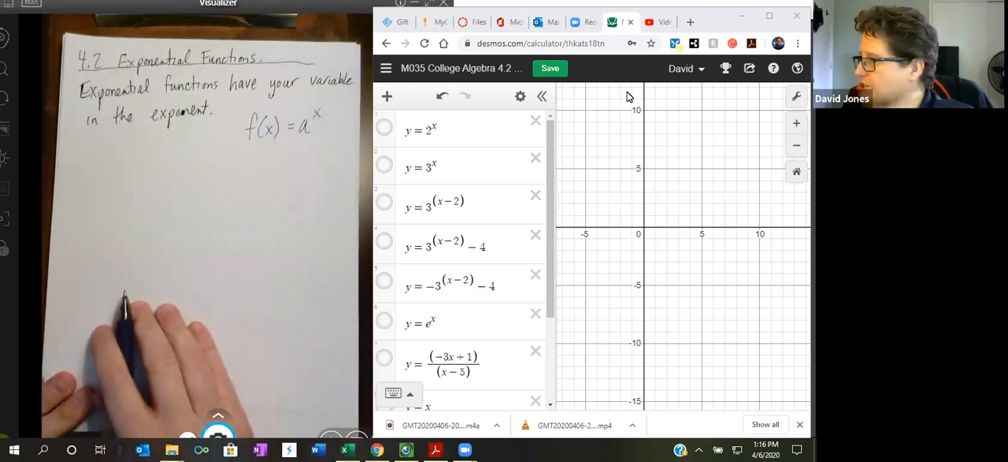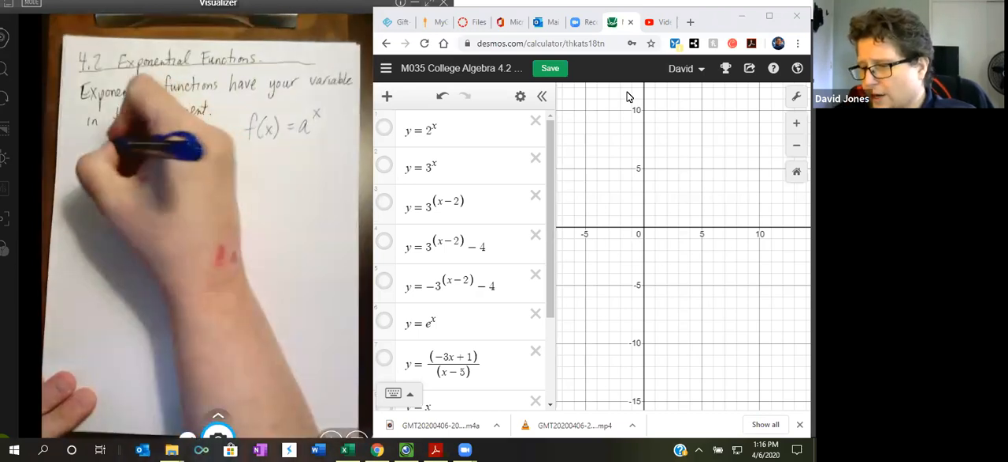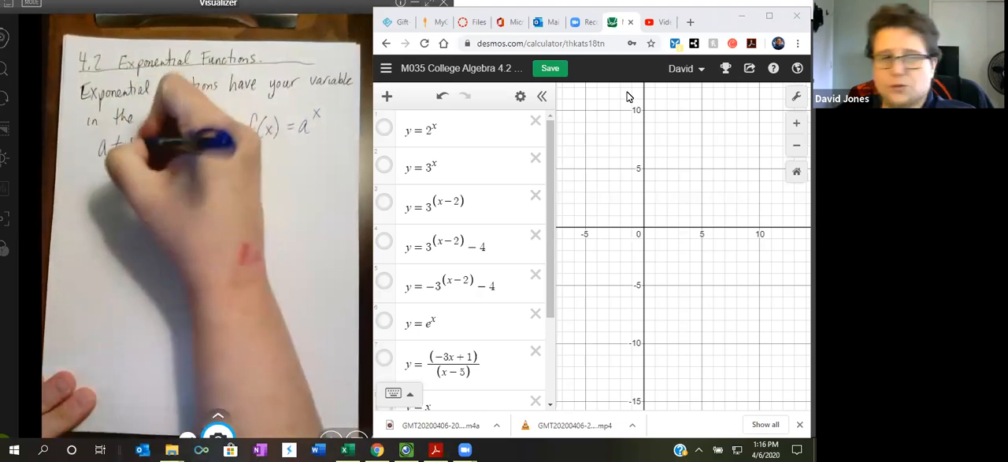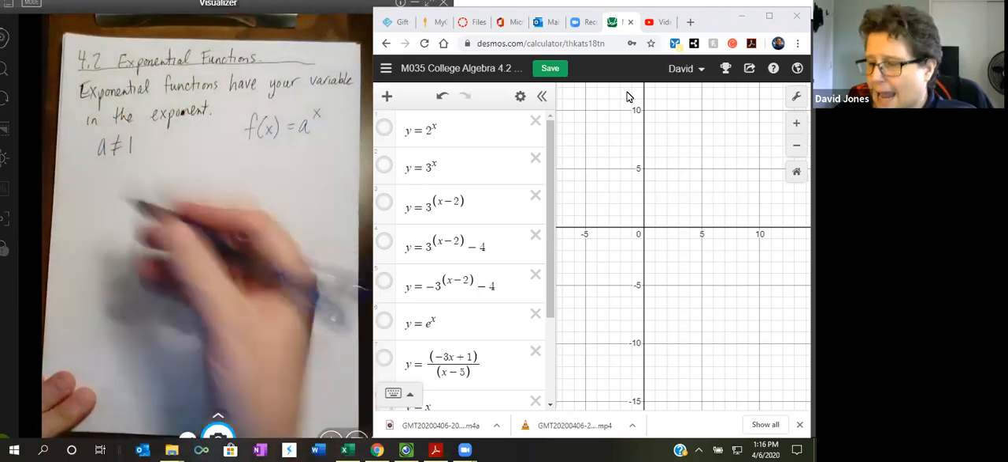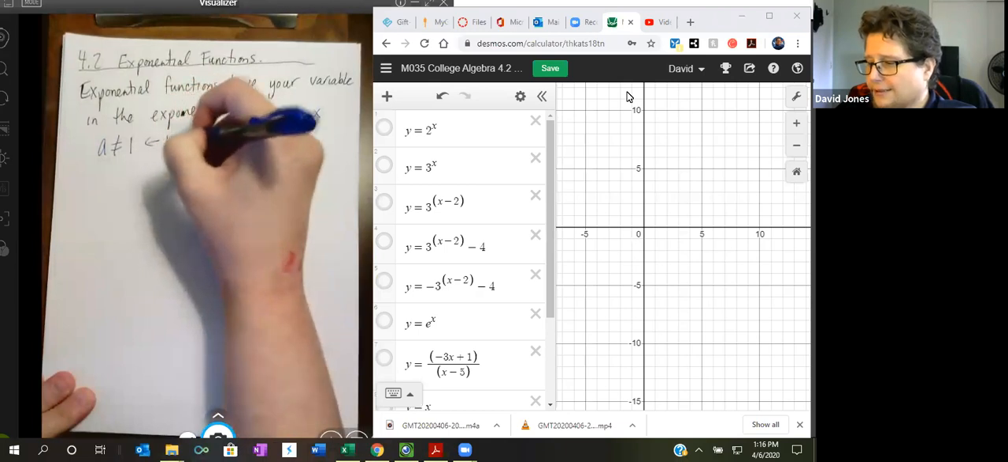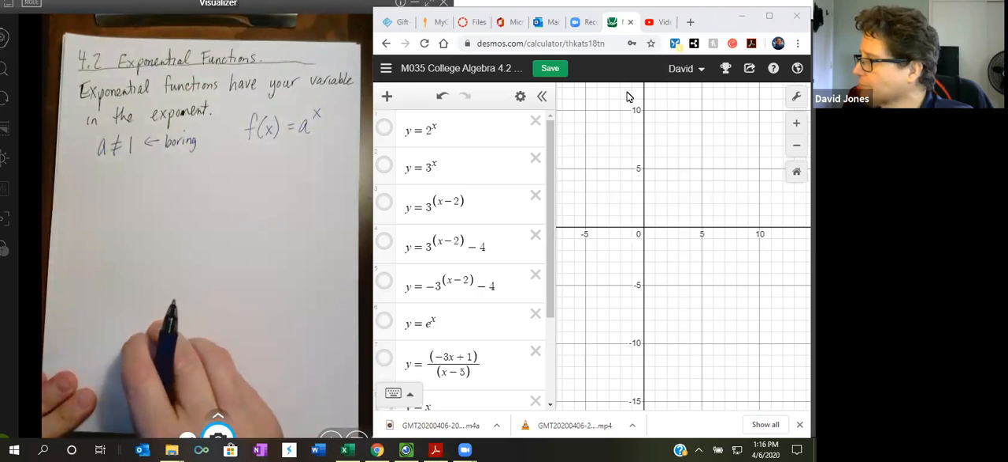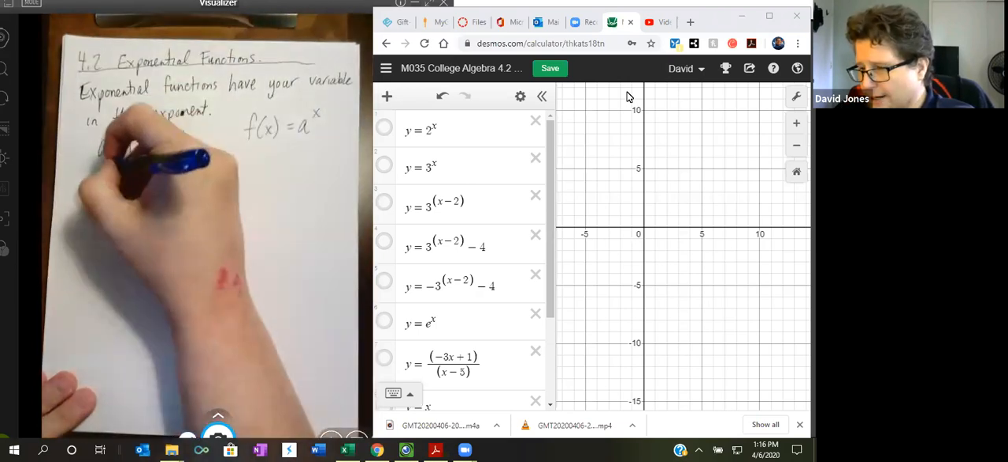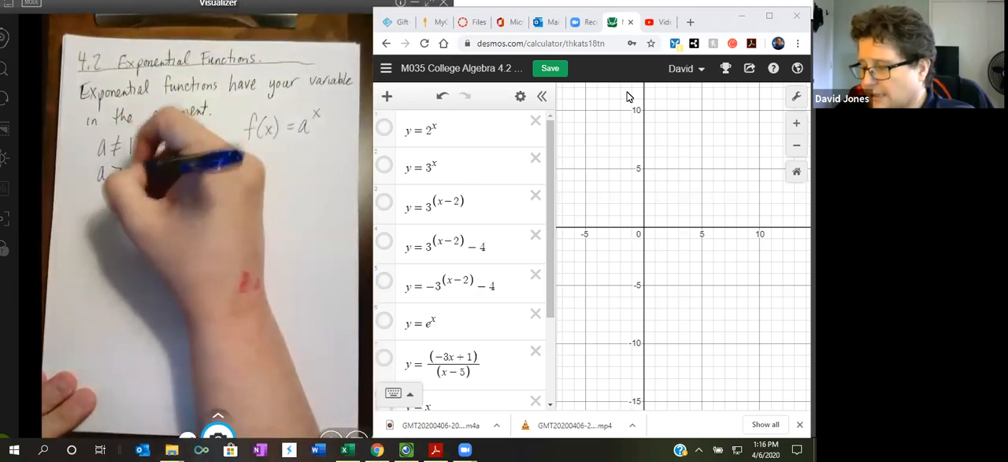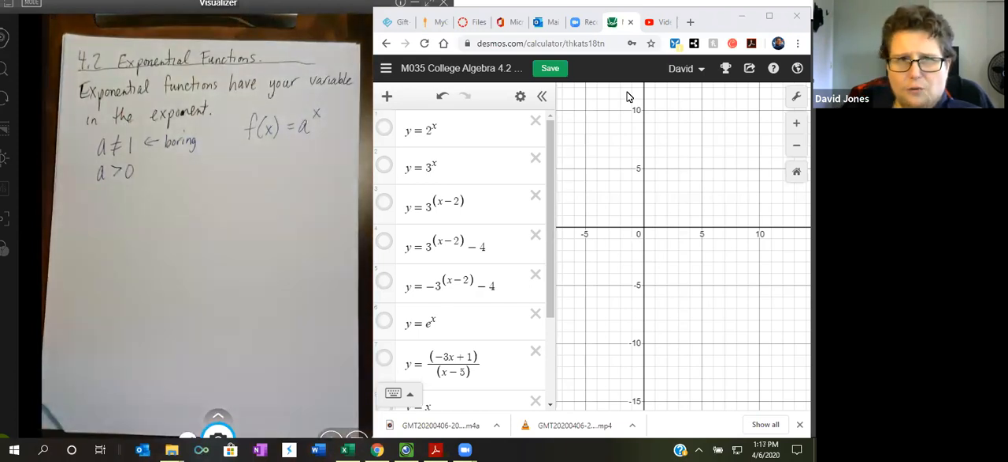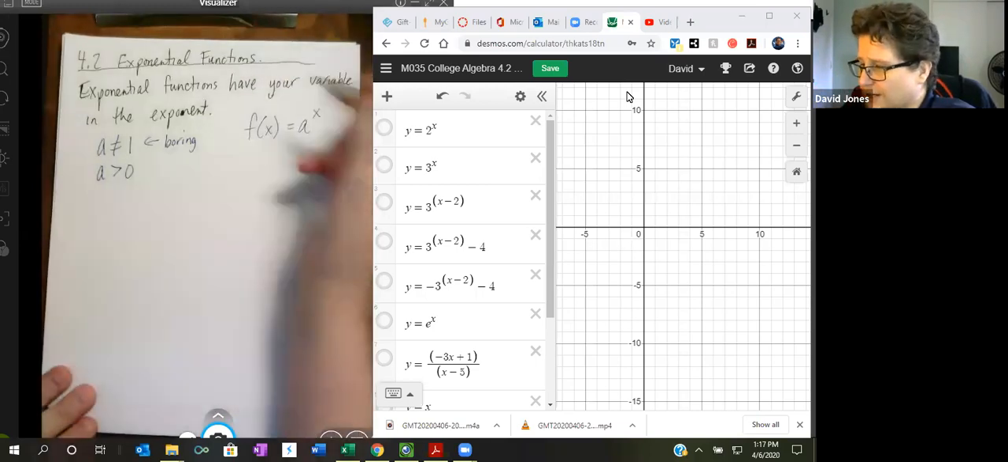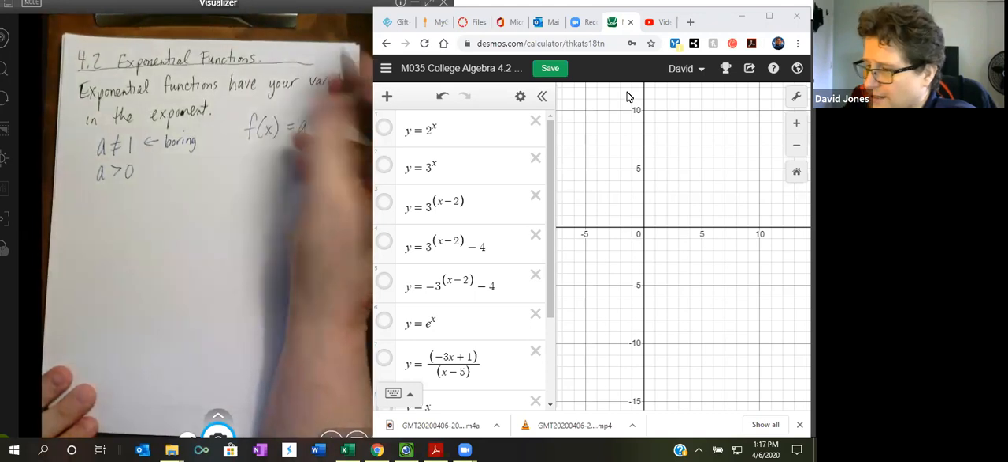We put some stipulations on a. We don't want a to be 1 because 1 to any power is 1, and it's boring. It's a waste of time. It's not even a function. It's a constant at that point. And we want a to be greater than 0. If it's less than 0, it starts bouncing depending on what the variable is, and that gets a little bit ugly. The domain for these functions, so let's take a look at it.